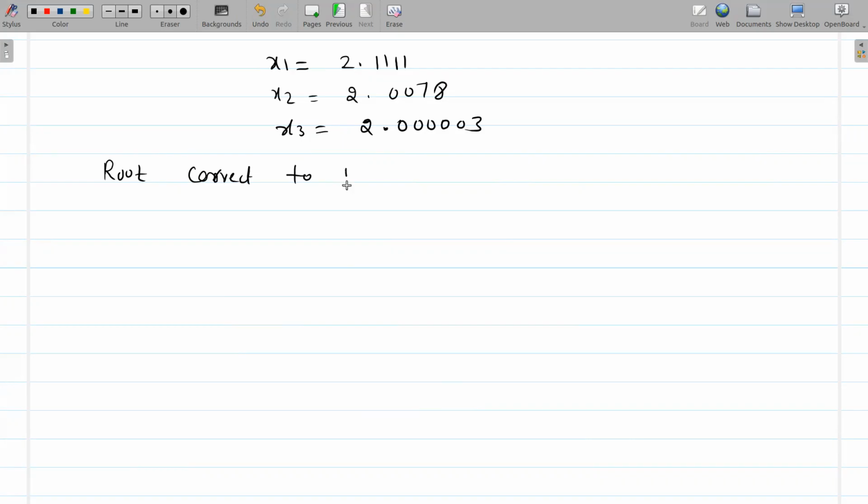x1 is 2.111 and x2 is 2.0078 and x3 is 2.503. So this is almost 2, so we stop. And you can say the root correct to 3 decimals is 2.00.